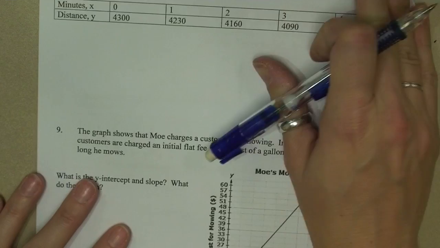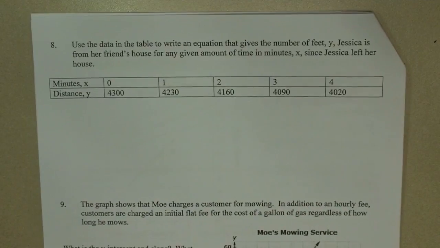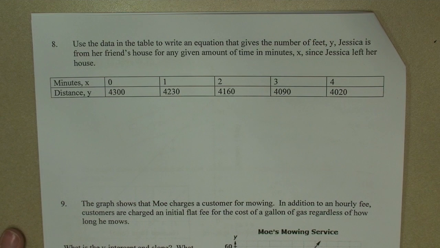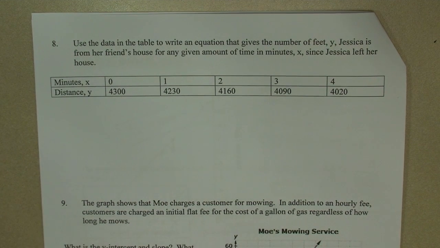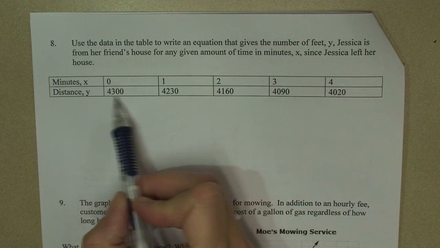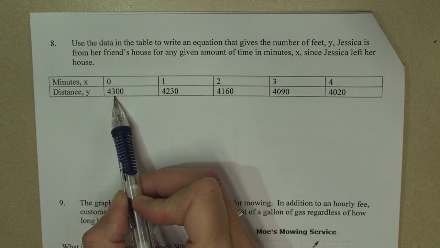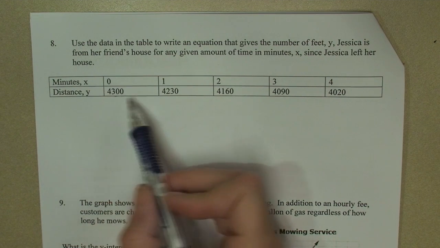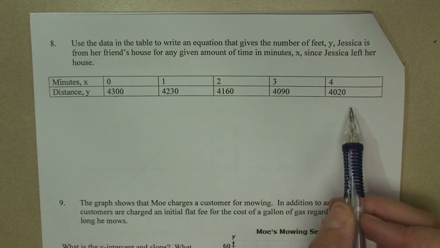Okay, number 8. Use the data in the table to write the equation that gives the number of feet, y, Jessica is from her friend's house for any given amount of time in minutes, x, since Jessica left her house. Okay, so let me make sure we know how far away we are or how far we need to travel. This is our total, this is our y-intercept. We're starting 4,300 feet away from our friend's house. So as we walk, the distance gets shorter and shorter.